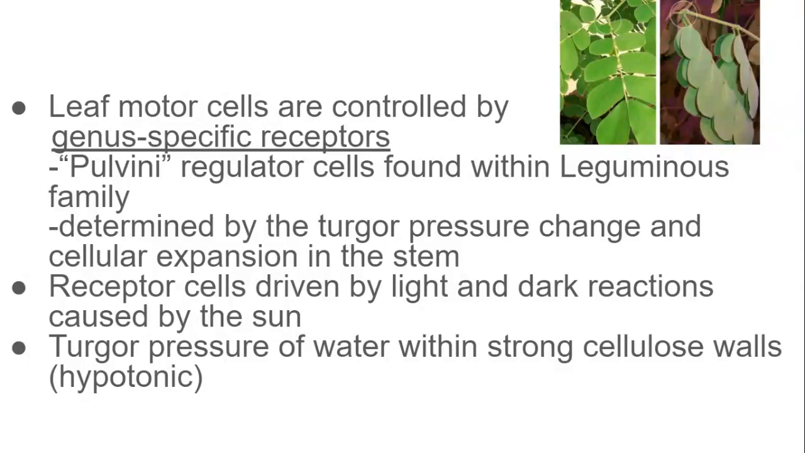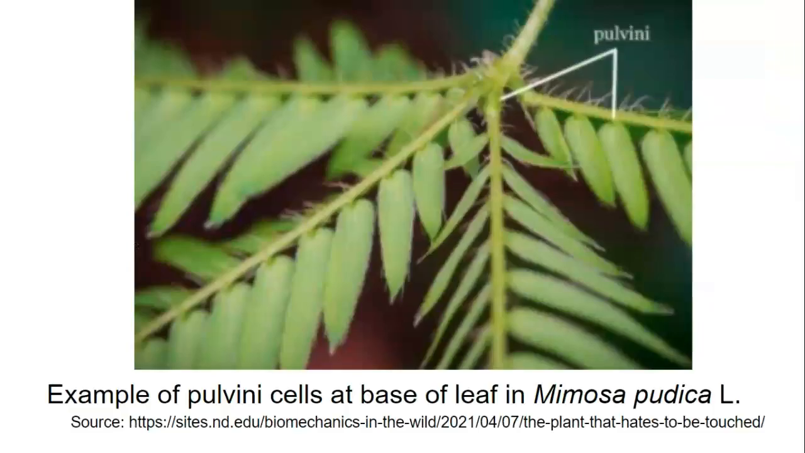Other plants may use hydration motors, which again occur due to the turgor pressure of water within cells and require a semi-permeable membrane with a strong cellulose wall to prevent hypotonic pressures from rupturing the cells.